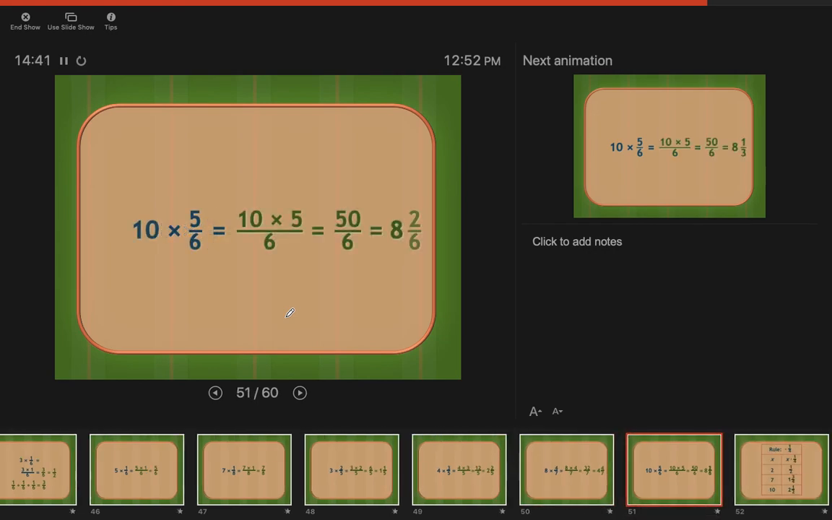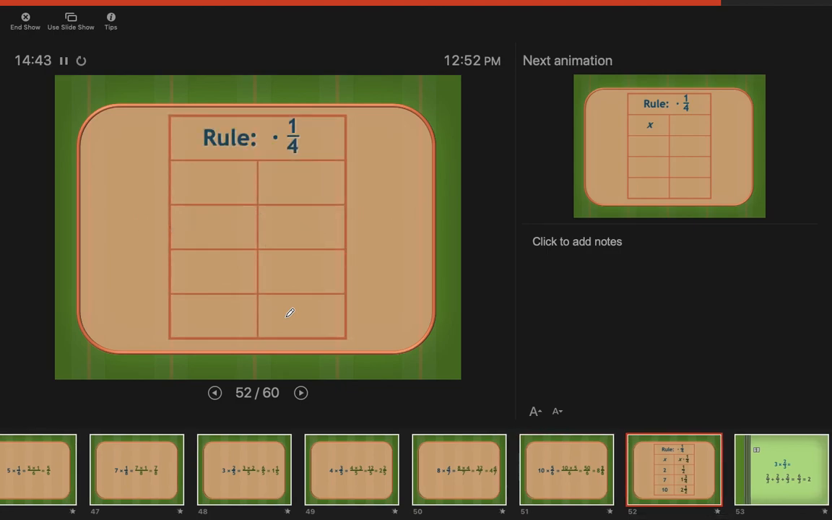Let's move on to one more problem before we get into some examples in the next video. Here's my rule. Whatever x is, I want to multiply it by 1/4. Well, excuse me, I want to multiply whatever's in this chart right here by 1/4. Well, what is x times 1/4?